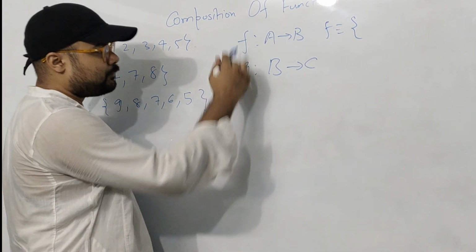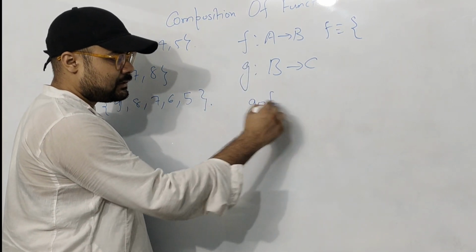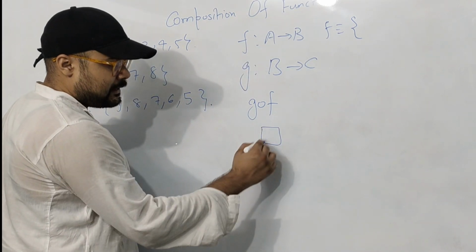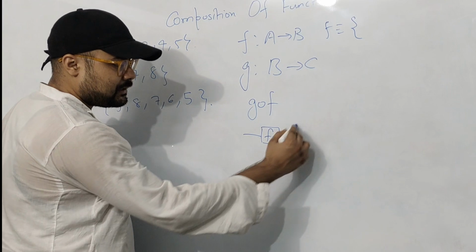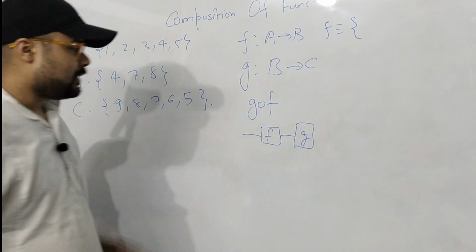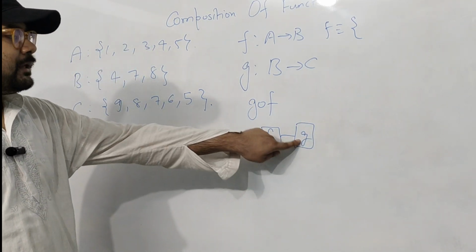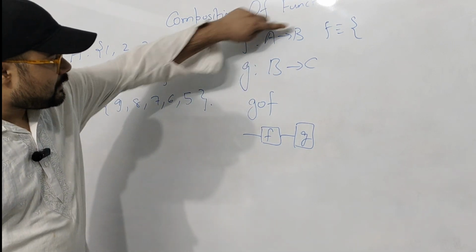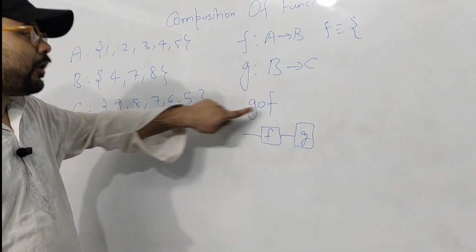Is GOF the composition possible between these two functions? Yes. First you will apply F and then you will apply G. It means that the codomain of F should be the domain of G. So codomain of F is B and domain of G is B. So yes, GOF is possible.